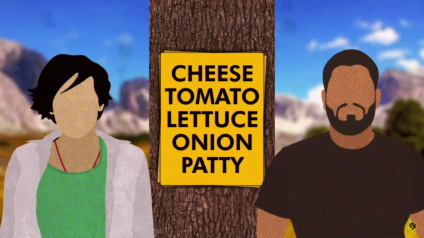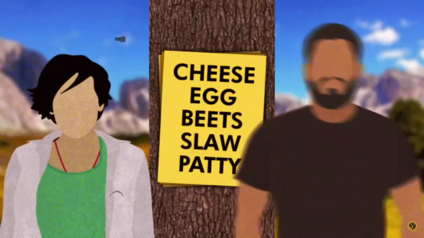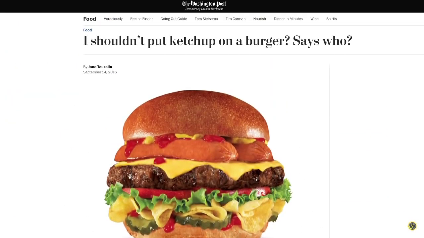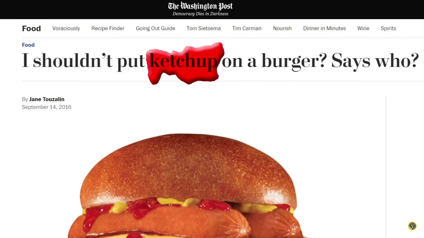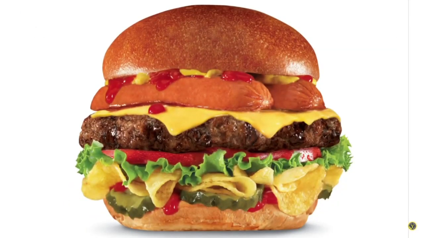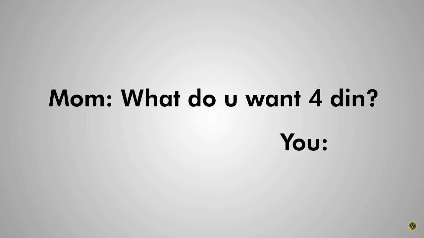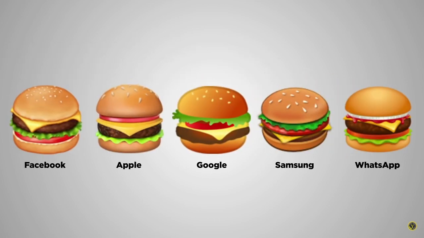Granted, a great number of foodies and chefs have strong opinions on what should and should not go on a hamburger. But even they can't agree on something as simple as whether ketchup should go on a burger or not, let alone any of the other ingredients. But weirdly enough, there is a lot of ingredient agreement across the various burger emojis. I mean, just look at them all side by side. They all basically have the same stuff in different orders.